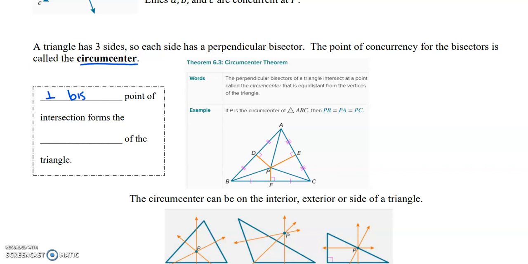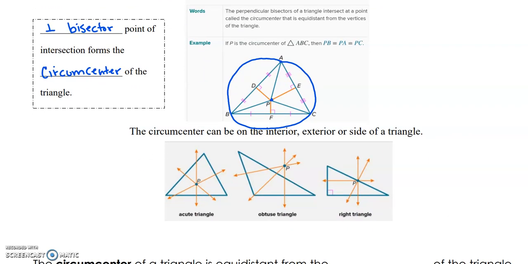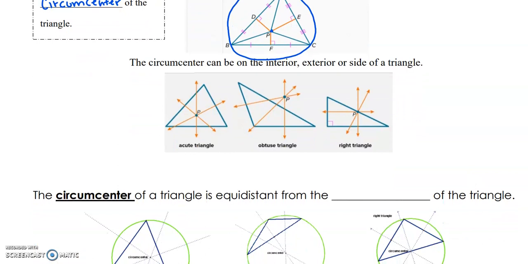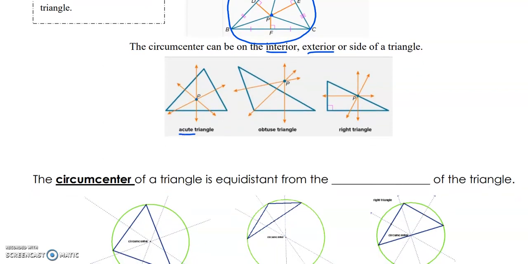So the point of intersection of the perpendicular bisectors forms the circumcenter. I want you to think of circumference, because through all these vertex points, if I had a circle, the center of that circle would be the circumcenter. And the circumcenter is not always on the inside. It depends on what kind of triangle it is. It could be in the interior, could be in the exterior, or could be on the side of the triangle. So notice that acute is in, obtuse is out, and right is on.